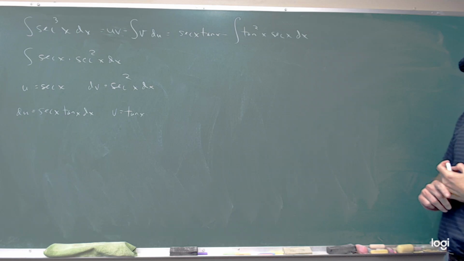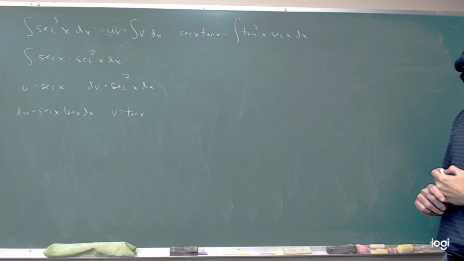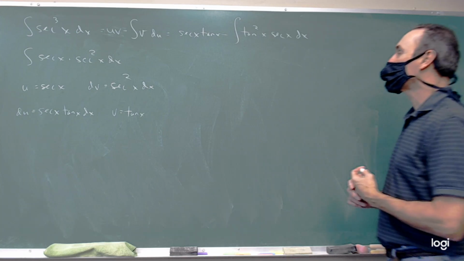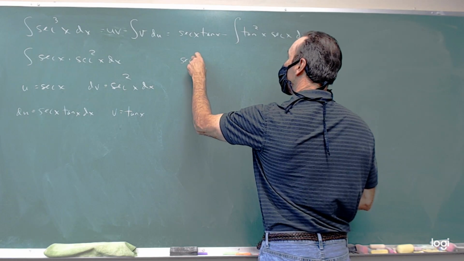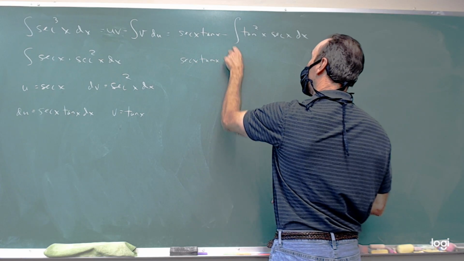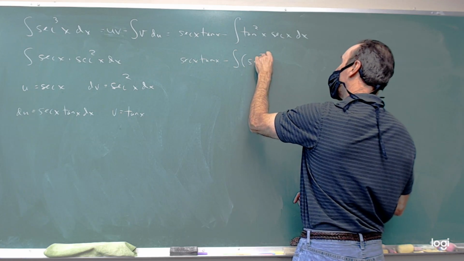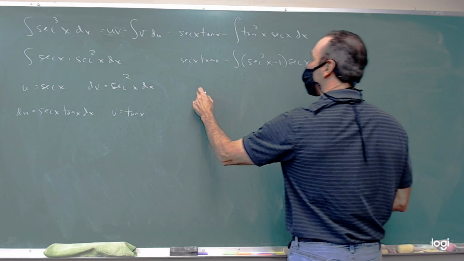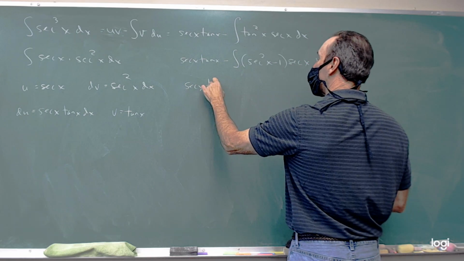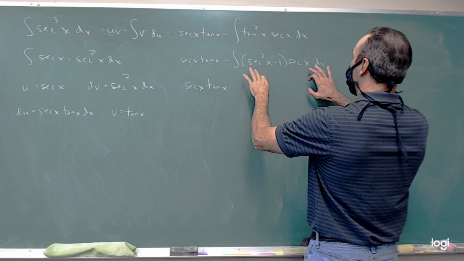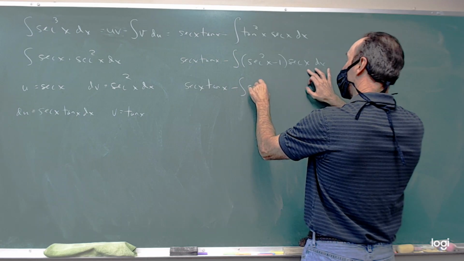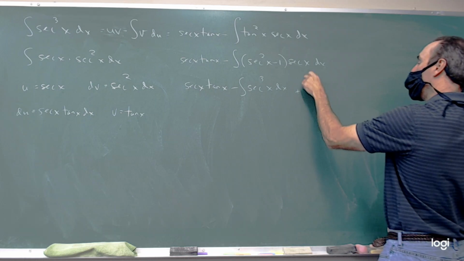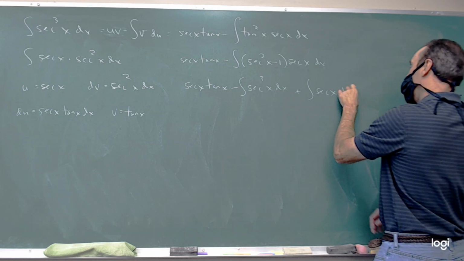Well, and then we have to do it again, don't we? Well, not yet. First, we want to replace that tangent squared x with secant squared x minus 1. So secant x tangent x minus the integral of secant cubed x minus secant x. So that's going to be a minus, and here we're right back to our starting integral, the secant cubed, and then we're going to get plus an integral of secant x.